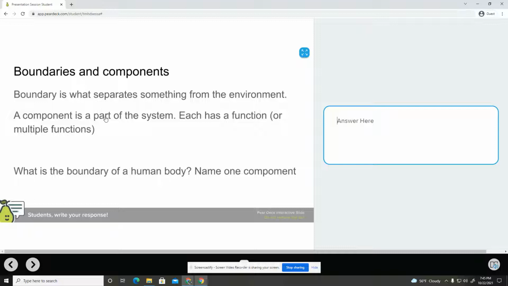So, what would be the boundary of a human body? And just name one component. A boundary of a human body would be skin, and one component might be your heart.